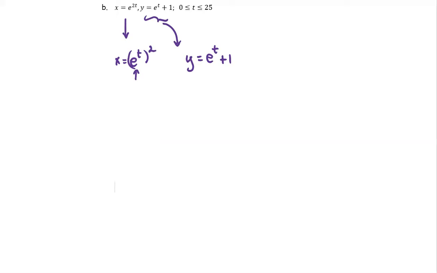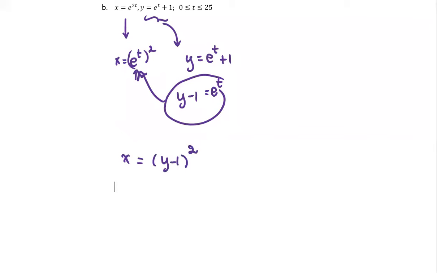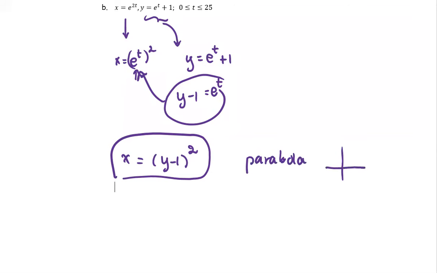Now, back to the y. Since y is e to the t plus 1, solve for e to the t. E to the t is y minus 1. That means we can replace e to the t with the term y minus 1. So we get x equals the quantity y minus 1 squared, which is the same parabola as what we got in part A. Parabola opens to the right. Again, same situation, but the parameter t will tell you where to start, where to stop.